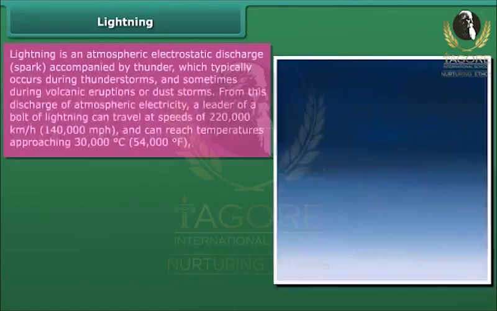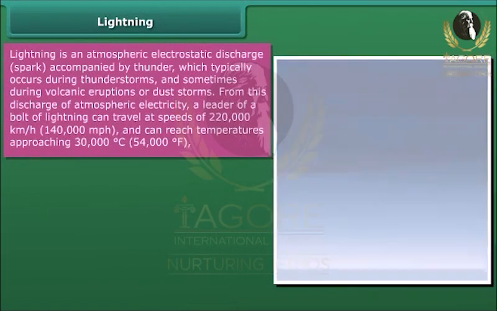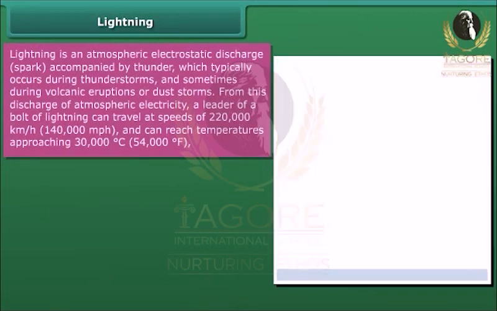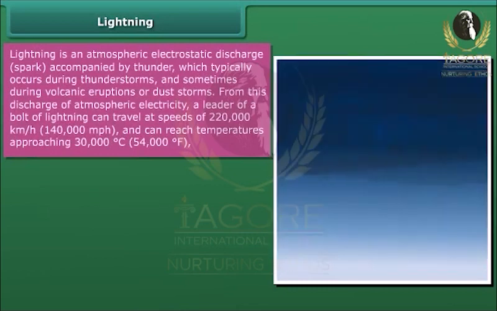Lightning. Lightning is an atmospheric electrostatic discharge, spark, accompanied by thunder, which typically occurs during thunderstorms and sometimes during volcanic eruptions or dust storms. From this discharge of atmospheric electricity, a leader of a bolt of lightning can travel at speeds of 220,000 km per hour and can reach temperatures approaching 30,000 degrees Celsius, that is 54,000 Fahrenheit.